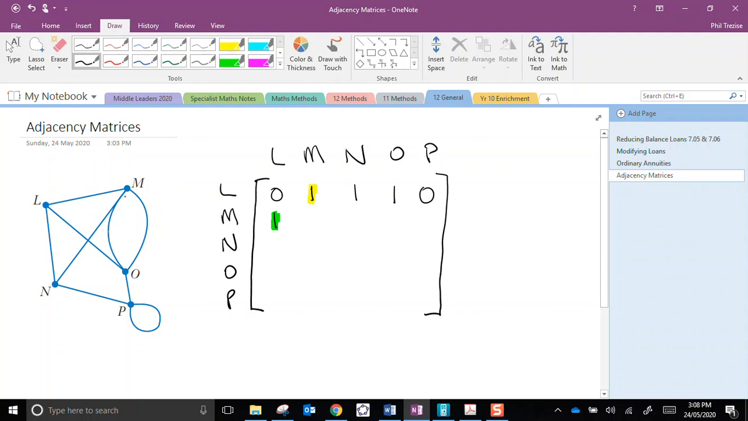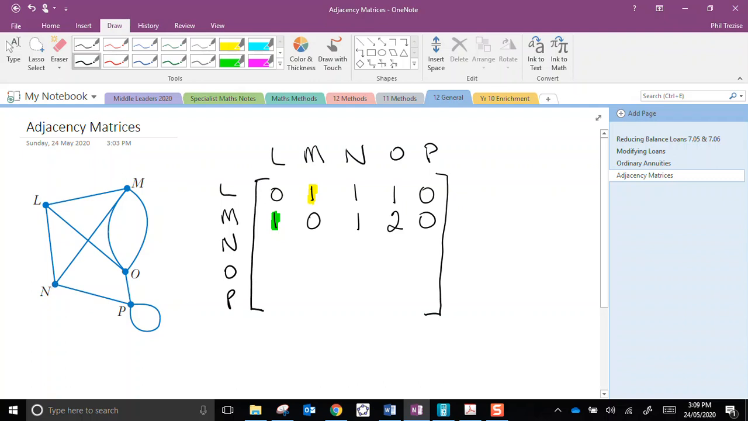Where do we get to? M connects by a single edge to N. M connects via two edges to O. That's multiple edges there. And there is no direct connection to P. Once again, there's a 0 there because M does not have an edge that starts and finishes at M without passing through other vertices.